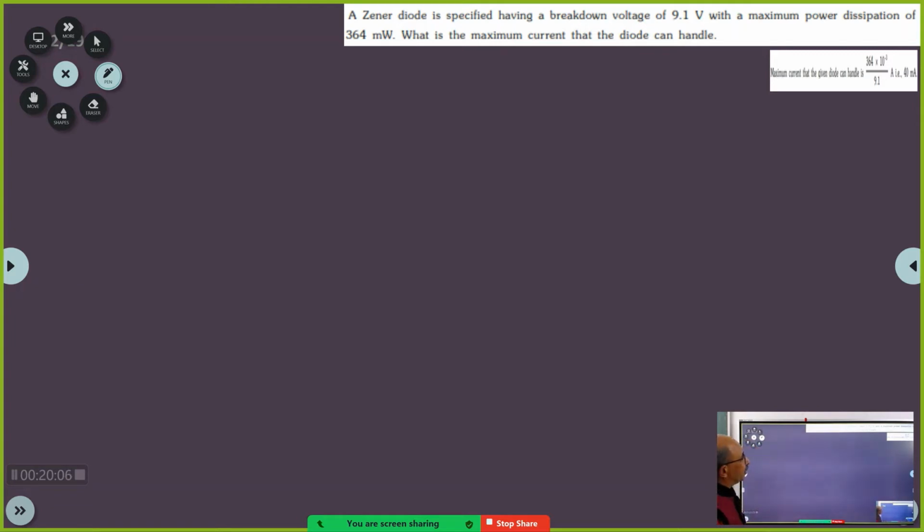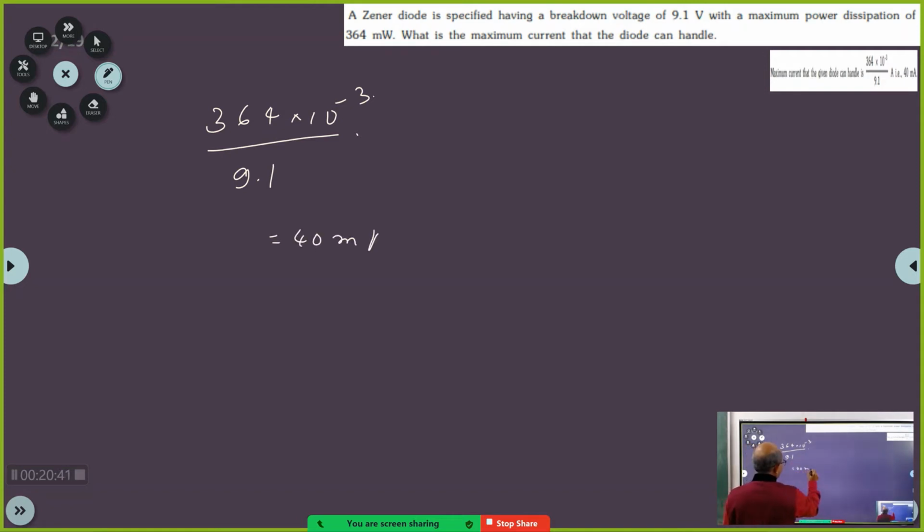A Zener diode is specified to have a breakdown voltage of 9.1 V. With a maximum power dissipation of 364 milliwatts, what is the maximum current that the diode can handle? That's quite simple. So 364 milliwatts divided by 9.1. Don't forget to do this in milliwatts. So this should be some 40 milliamperes. Okay, shall we proceed?